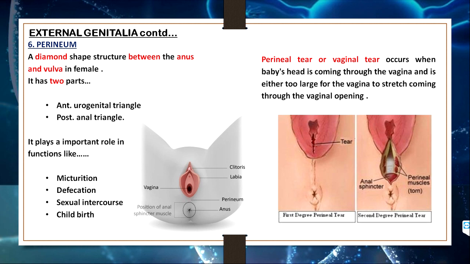Now the perineal tear, which is also called vaginal tear, very important. This occurs when the head of the baby becomes large enough, and when it comes out through the vagina, it causes stretching in the vaginal opening, and this leads to the perineal tear. In the diagram you can see the first degree perineal tear is not too large, but in the second degree perineal tear, the perineal muscles even get torn. So this is the perineal or the vaginal tear.